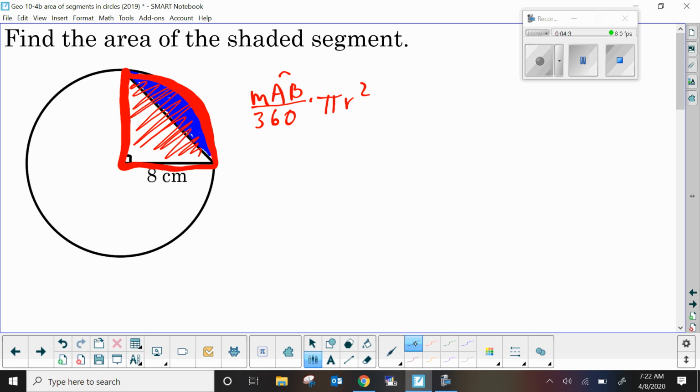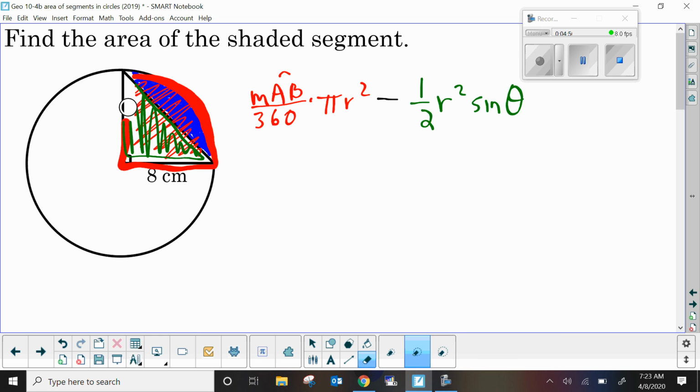Then I'm going to subtract the area of this triangle. The formula I'm going to use is 1/2 r squared sine of theta. Look what happens when I subtract that. I'm going to erase it and notice what's left: the area of the segment.